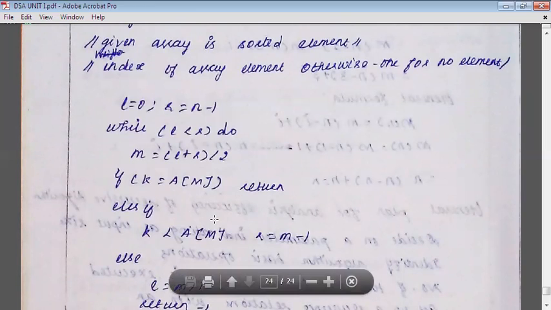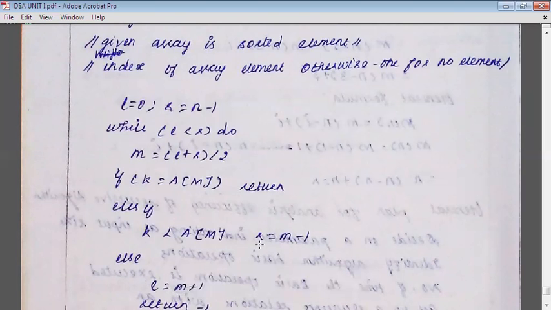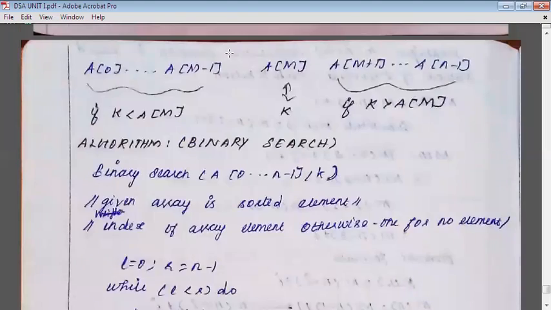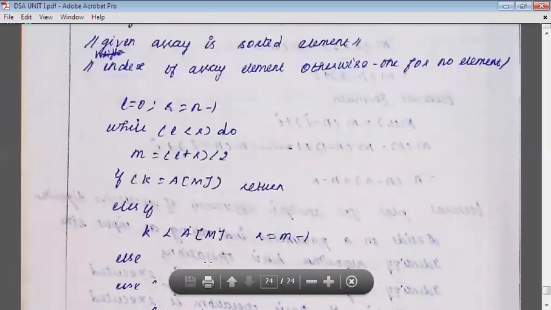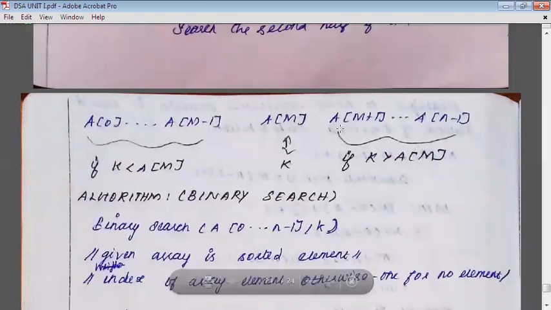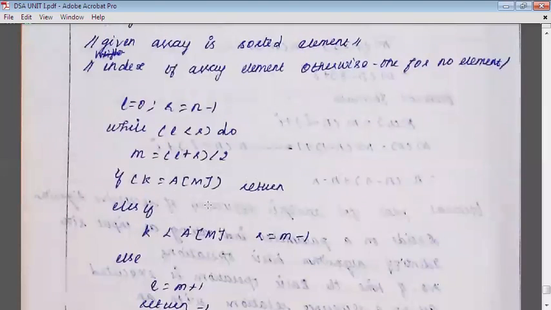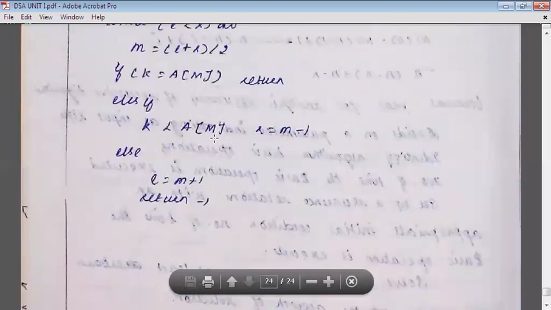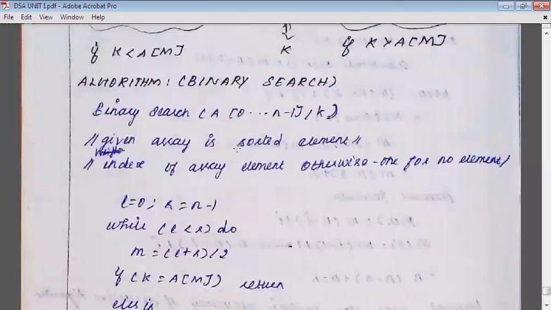Suppose the given element is less than the mid element, then only the r value changes. The r value is nothing but m-1. Otherwise, the low value changes. The low value is nothing but m+1. In this manner the function is repeated and you find the value. So this is how an element is searched using binary search. Thank you. We will meet again.